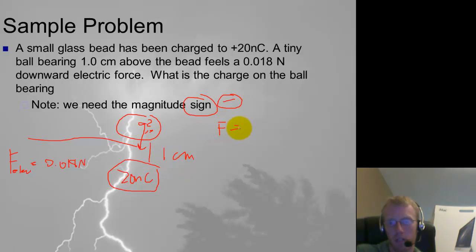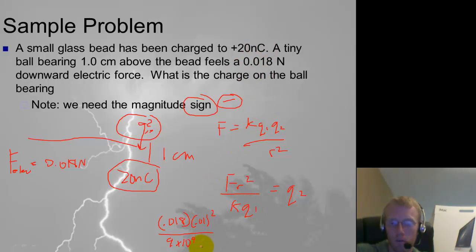We have the formula, Coulomb's law, F equals K Q1 Q2 over R squared. If we want to solve for Q2, or call this Q1, doesn't matter, multiply R squared up here. So we have F R squared, divide by K Q1, and that equals Q2. Now we can plug in all of our numbers. 0.018. Radius is 0.01 because it's 1 centimeter, so convert that to meters squared. K is 9 times 10 to the 9th, and Q1 we said was 20 nanocoulombs. That's 20 times 10 to the negative 9th.